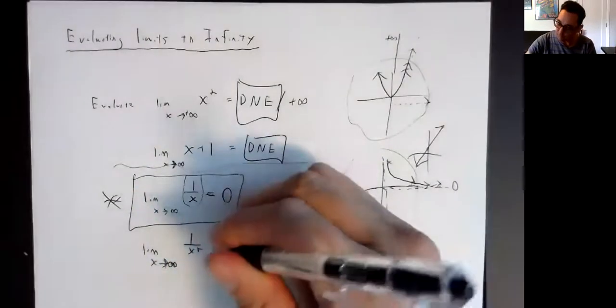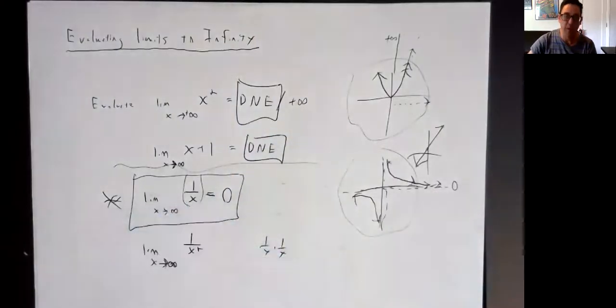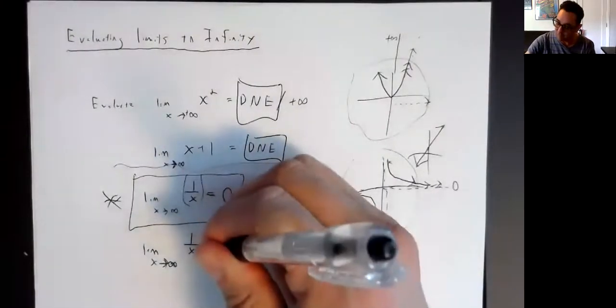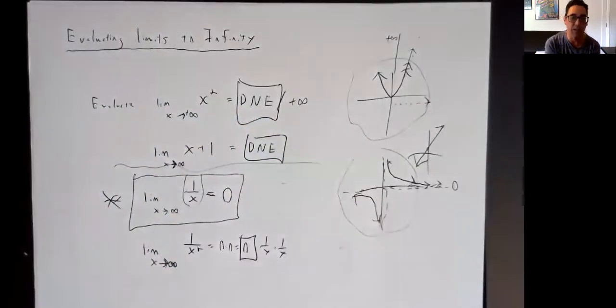Basically, 1 over x squared is really just 1 over x times 1 over x. I already know 1 over x goes to 0. So this limit is like 0 times 0, which is also 0. So the limit of 1 over x squared is also 0.